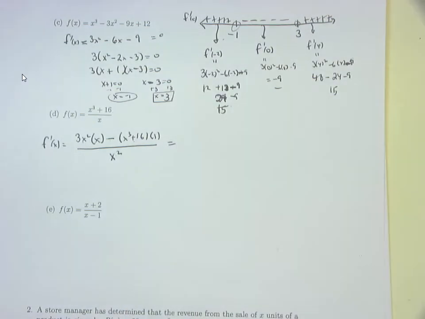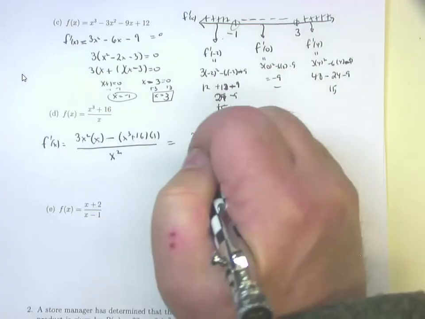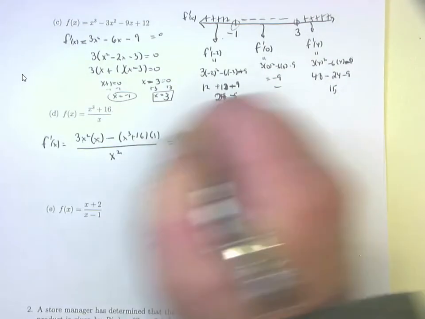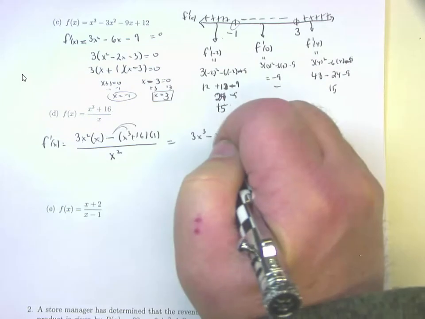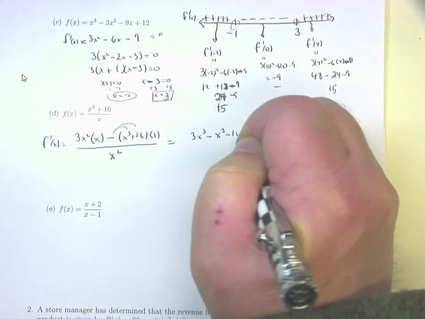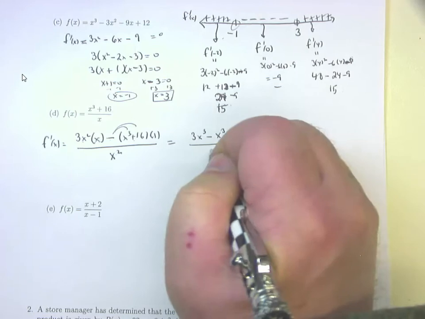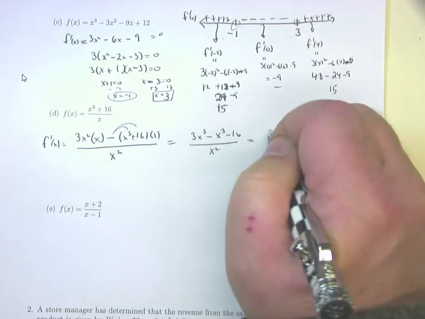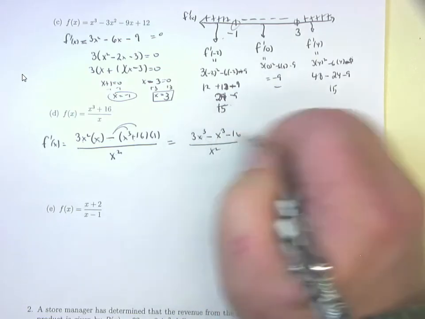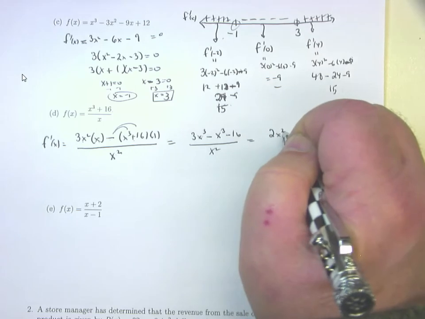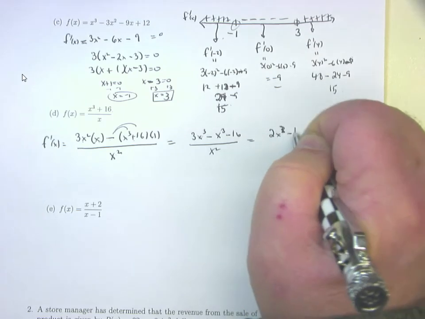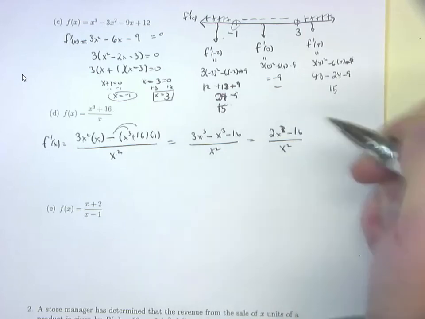Now you're going to start cleaning this stuff up because, even in chapter 3.1, 3.2, and 3.3, I didn't say don't worry about cleaning it up. But now we're applying this stuff. You got to clean it up. This will be 3x cubed minus, and this negative is going to distribute here. So it'll be minus x cubed minus 16 divided by x squared, which gives you what? 3x cubed minus x cubed is 2x cubed minus 16 over x squared.